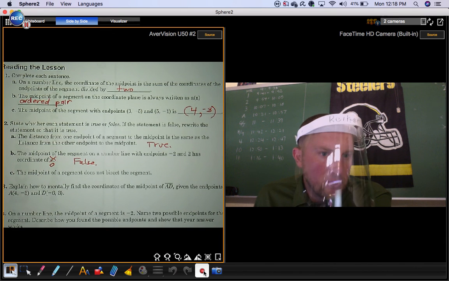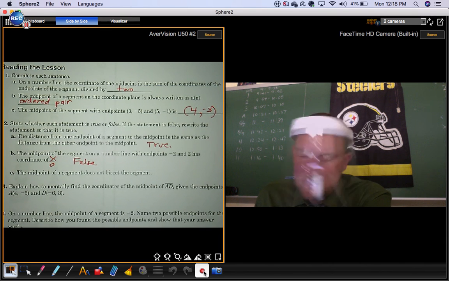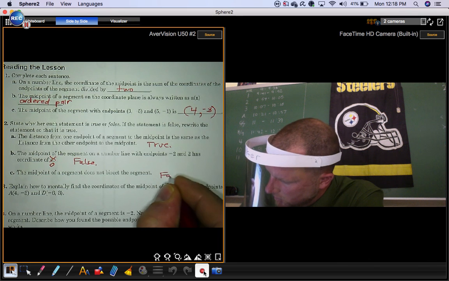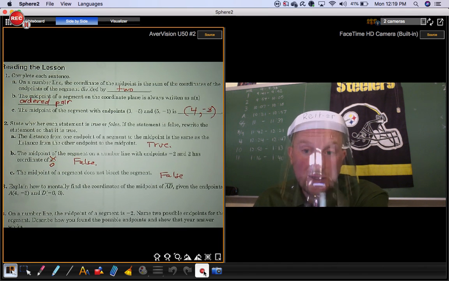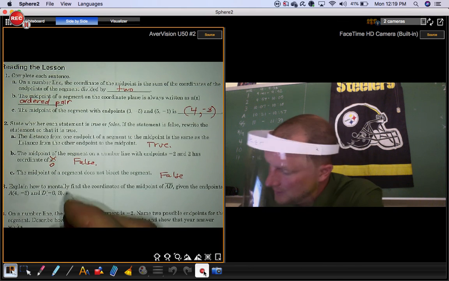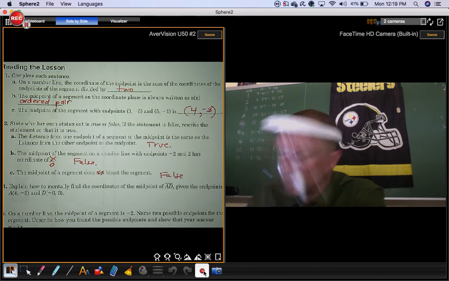Part C, the midpoint of a segment does not bisect the segment. Bisect just means split in half. A midpoint splits a segment in half. It does. You can cross out the word not.